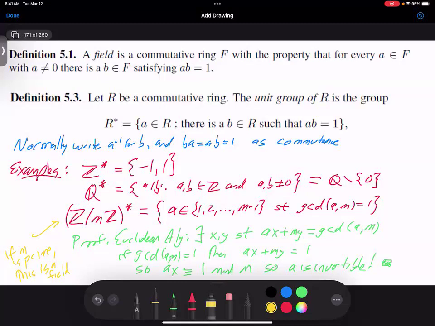So this is one of the properties people forget to check all the time. You have to make sure, do the inverses live in the set? It's not enough that the inverse exists, they have to live in the appropriate place.